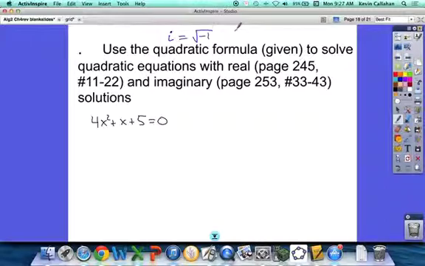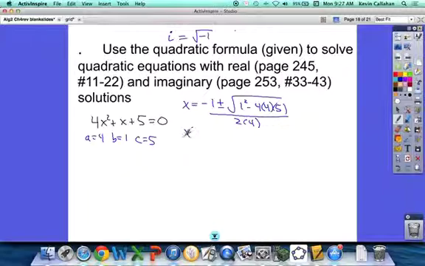So let's see, how do we deal with this in the quadratic formula? I've got a quadratic equation that will have imaginary solutions. A is 4, B is 1, C is 5. So I go x equals negative 1 plus or minus the square root of 1 squared minus 4 times 4 times 5, divided by 2 times 4. X equals negative 1 plus or minus the square root of 1 minus 80, divided by 8. So you can see what's inside is going to be negative. It will be the square root of negative 79.